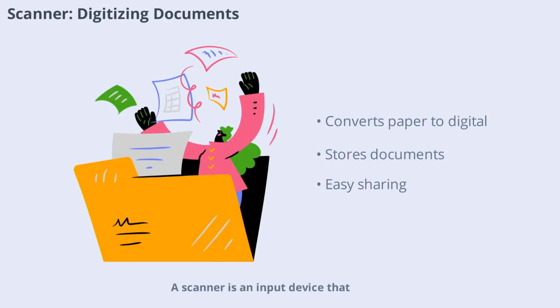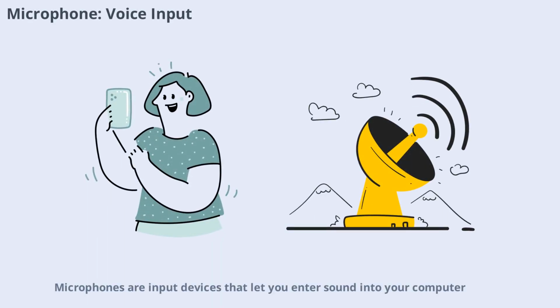Scanner is an input device that converts physical documents or images into digital form. By placing a paper on the scanner, you can create an electronic copy that can be stored, edited, or shared on your computer. Scanners are especially useful for archiving important papers or sending documents via email. Microphones are input devices that let you enter sound into your computer. Whether you're recording your voice, making a video call, or using voice commands, the microphone captures audio and sends it to the computer. This makes it possible to interact with your device in new and creative ways.